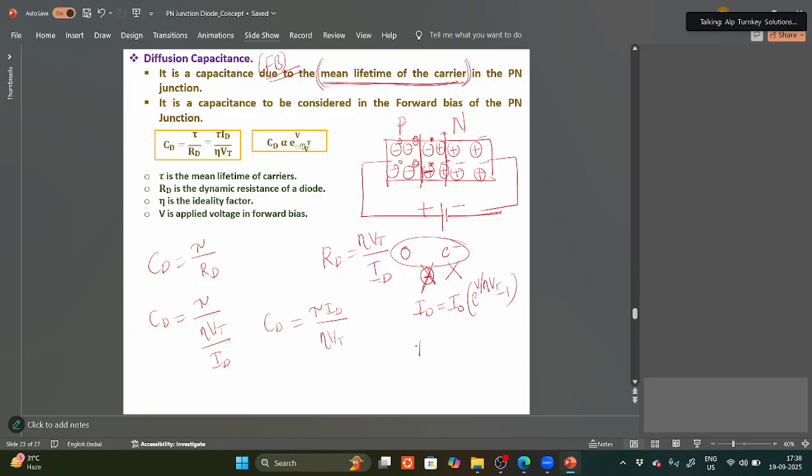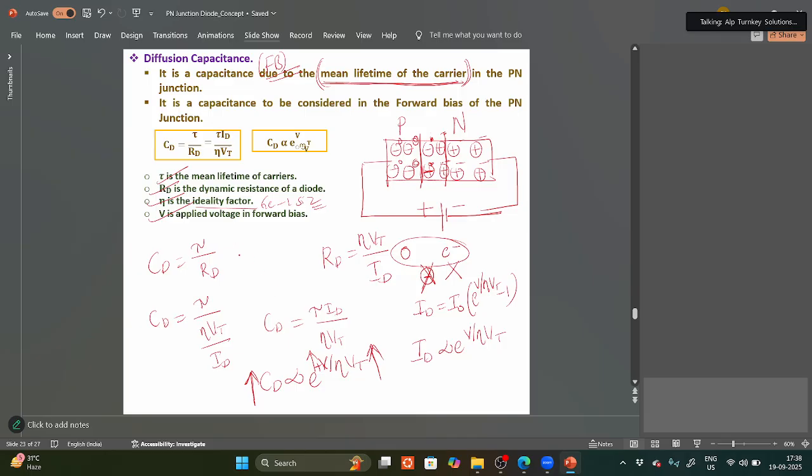So ID is directly proportional to e power V by eta Vt, and from here CD is directly proportional to e power V by eta Vt. As you increase the forward bias voltage, the diffusion capacitance increases. As you increase V, the exponential value increases because this is a positive value, and as it increases, CD also increases. Tau is the mean lifetime, RD is the dynamic resistance, eta is the ideality factor, for germanium it is 1 and for silicon it is 2, and V is the applied voltage.